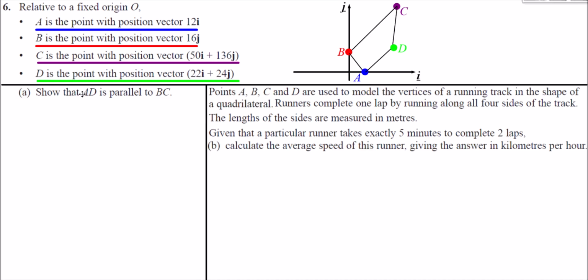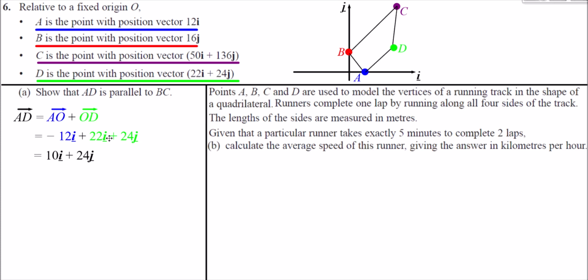So let's think about vector A to D. To go from A to D, I'm suggesting we go from A to O, then when we're at the origin, go from O to D. So A to O will be the opposite of O to A. So that's going to be minus 12i plus the position vector of D, which is 22i plus 24j. If we simplify this, we'll get 10i plus 24j.